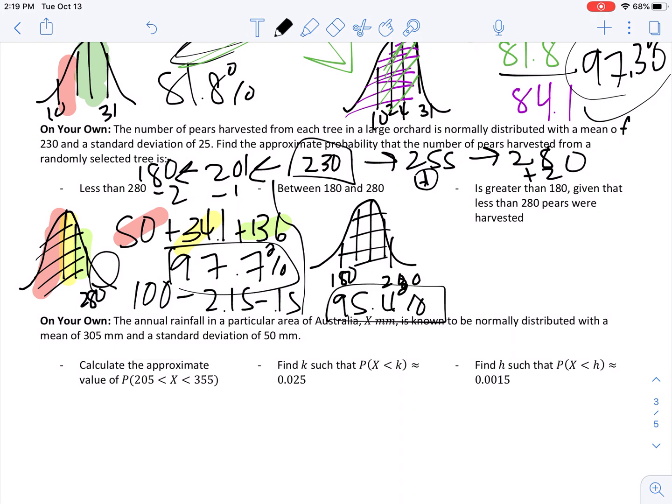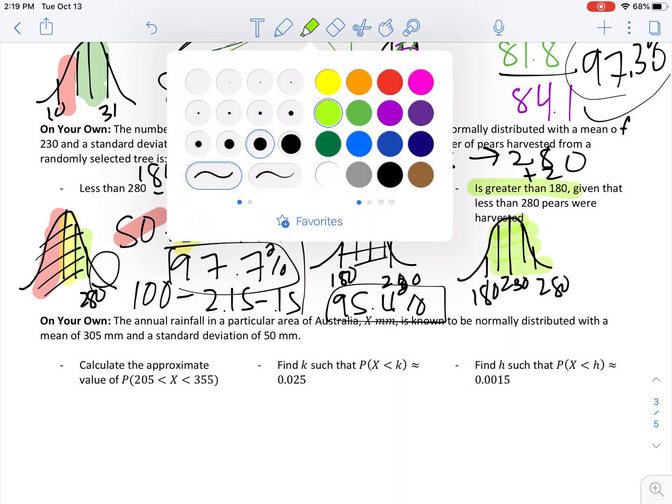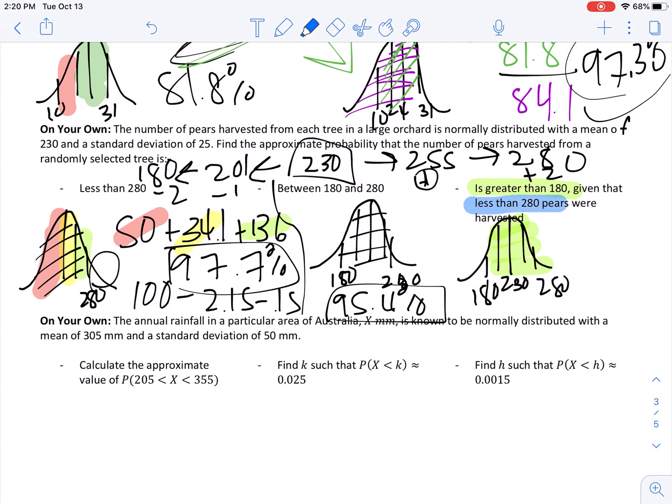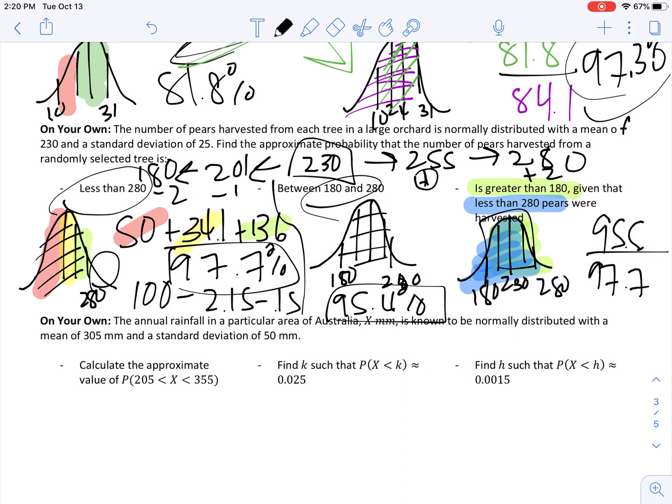Okay, is greater than 180, given that it was less than 280 pears were harvested. So if we draw this, 230, there's your 180. Has to be greater than that, given that less than 280. So there's 280. So this first part is greater than 180. And then it says that it is given that less than 280. So if we did less than 280, we did that in the beginning. That was 97.7. Okay, that's that top part. And then between 180 and 280 is what we're looking for, that's going to be this overlapping section. So that'll be 95.4. We'll go there, and then we will divide it, and we will have 97.6%.